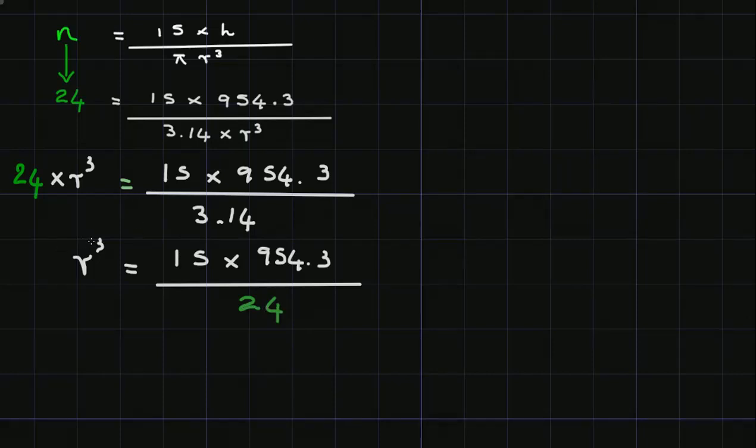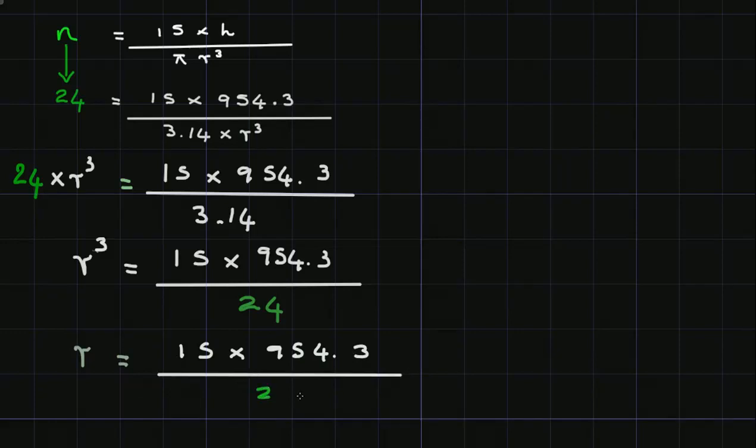All right, so we found out what r cube is. So how do we find out what r is? So r is equal to what? Let's put the cube to the other side. When the cube goes to the other side, it becomes the inverse of cube. What's the inverse of cube?